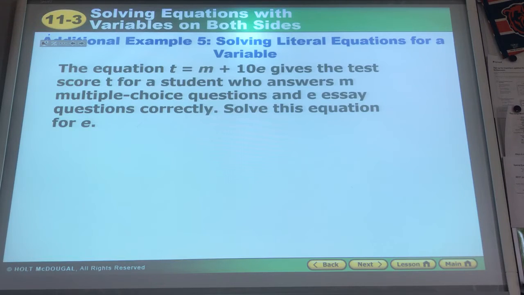The equation t equals m plus 10e gives the test score t for a student who answers m multiple choice questions and e essay questions correctly. Solve this equation for e. Wow, there's a lot there, but it actually is solvable in one step.